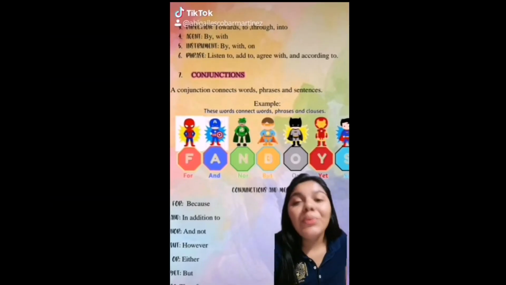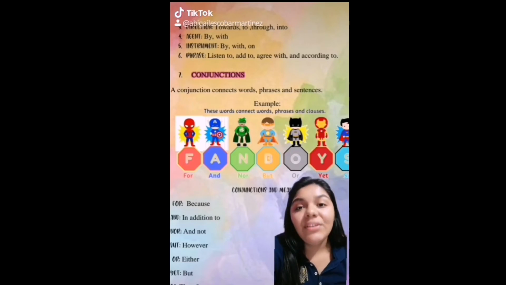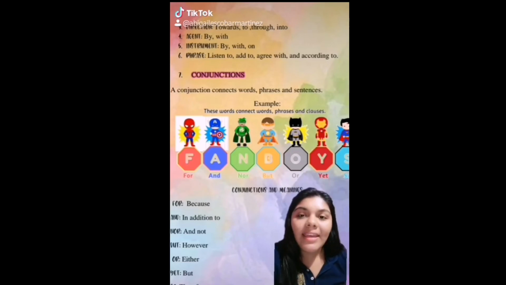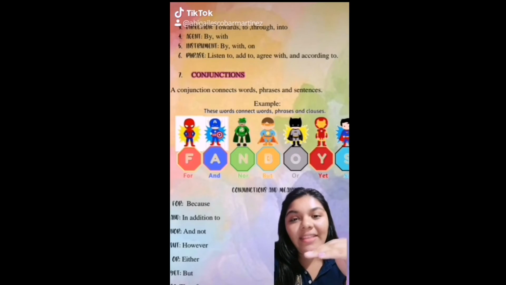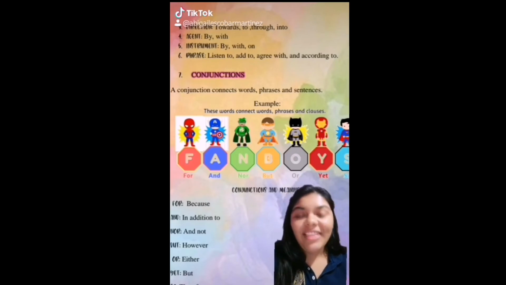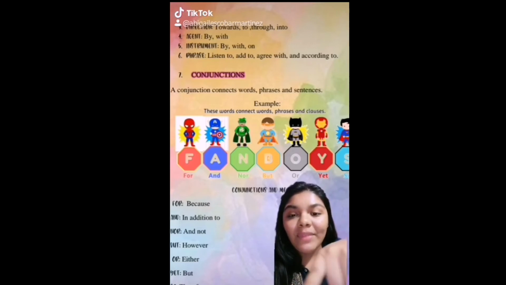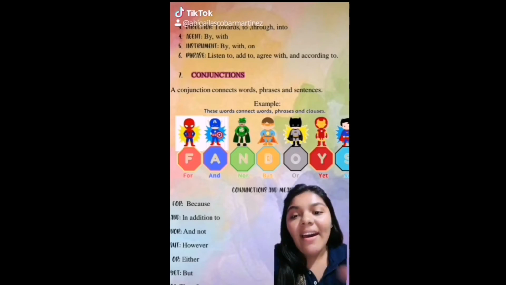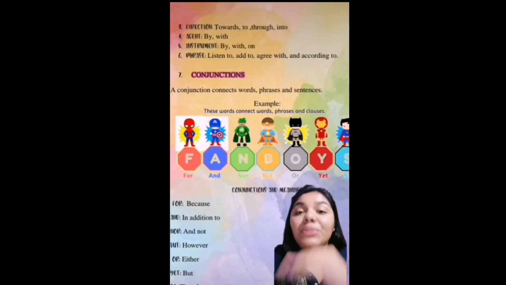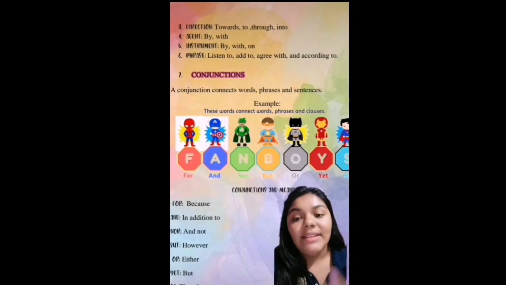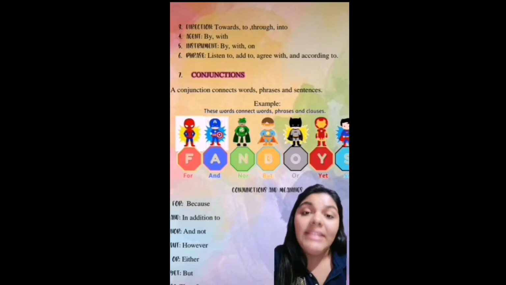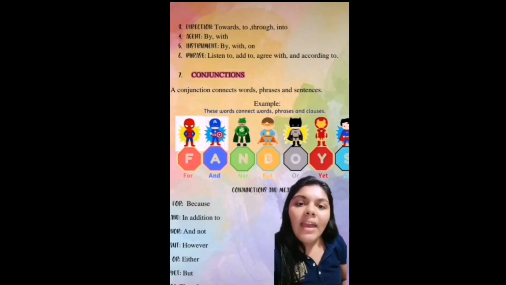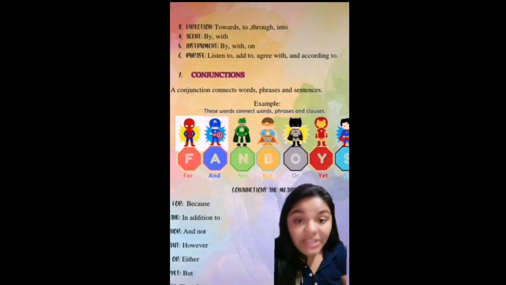So we continue with the conjunction. A conjunction connects words, phrases, and sentences. In the picture we can see the relation of words. These words are called the fanboys, and they are actually the seven connecting conjunctions. Below the picture, we have the conjunctions and their meanings. For is because, and is in addition to, nor is and not, but is however, or is either, yet is but, and so is therefore.